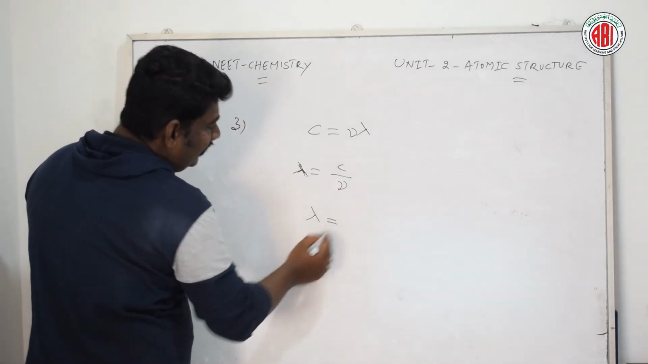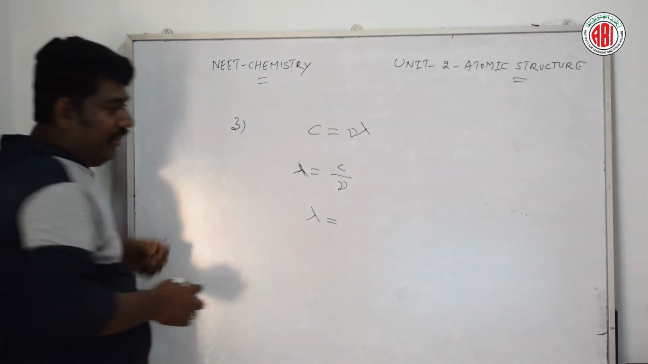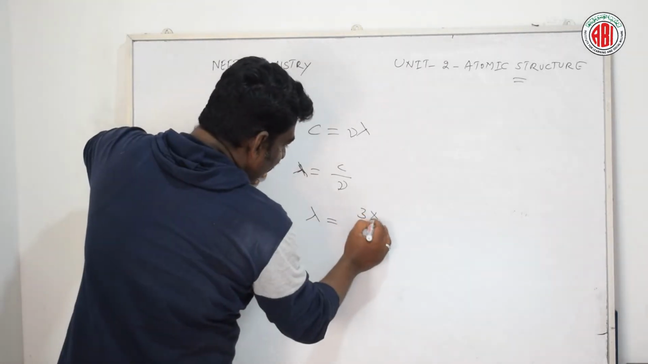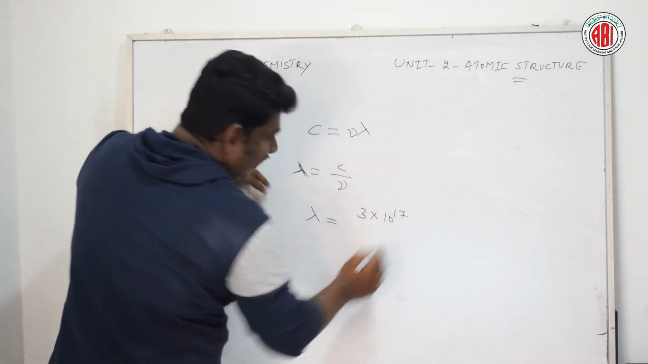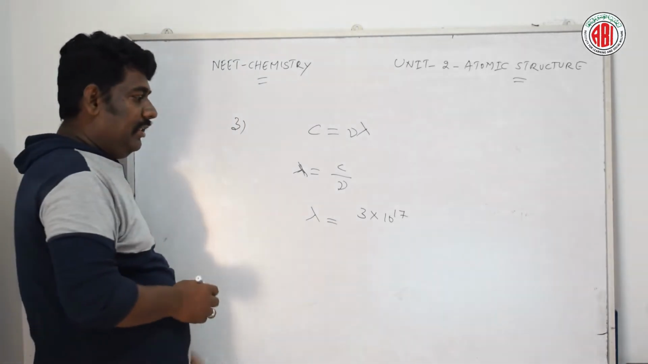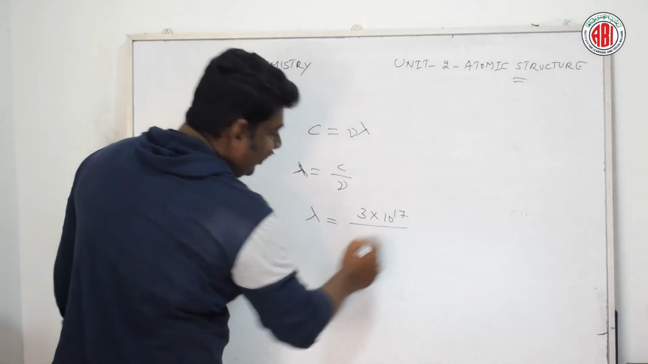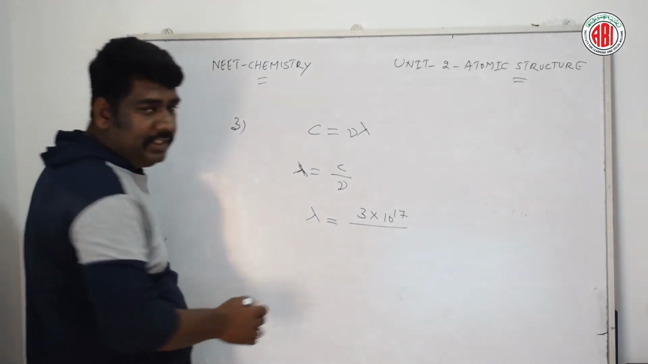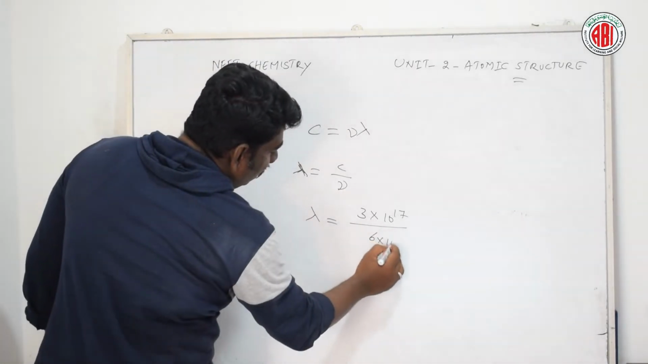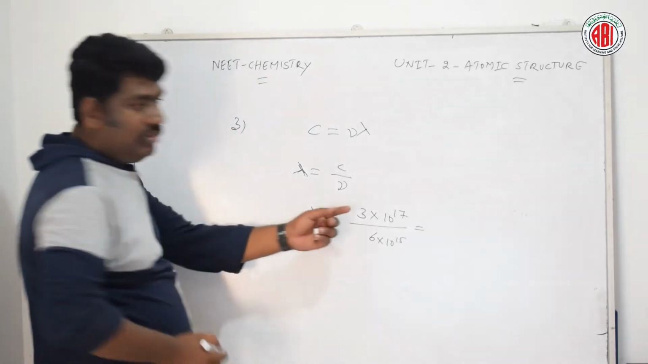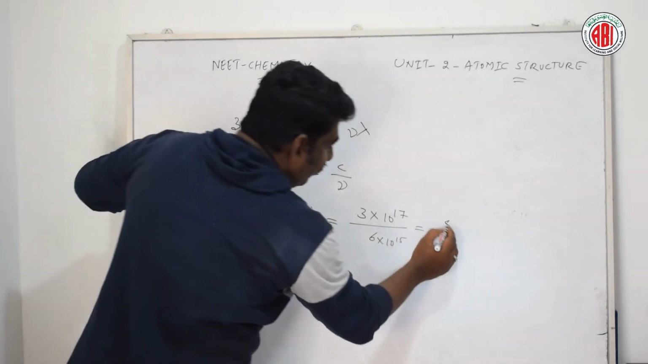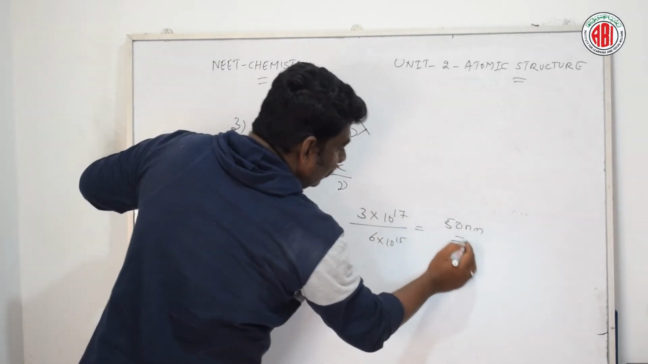So wavelength is equal to C. The value of C given in the question is 3 into 10 to the power of 17 nanometer per second, divided by the frequency given in the question, 6 into 10 to the power of 15. Simplifying this, we get 50 nanometer.